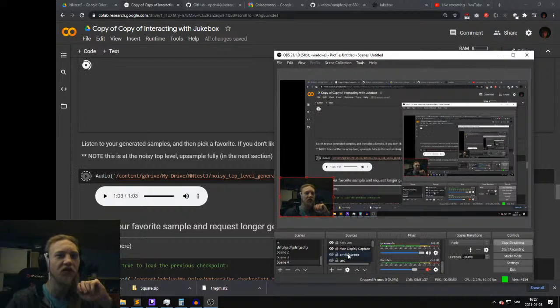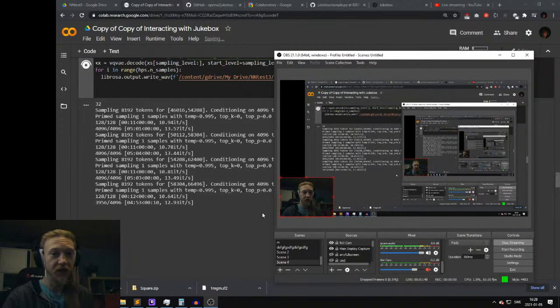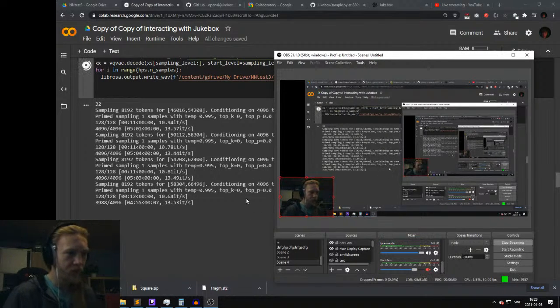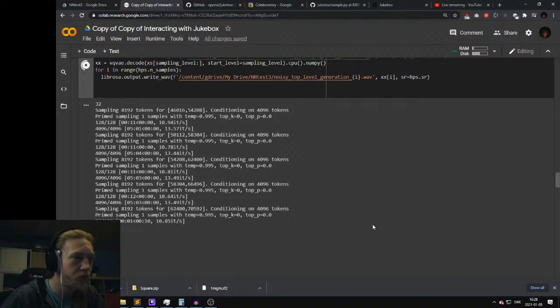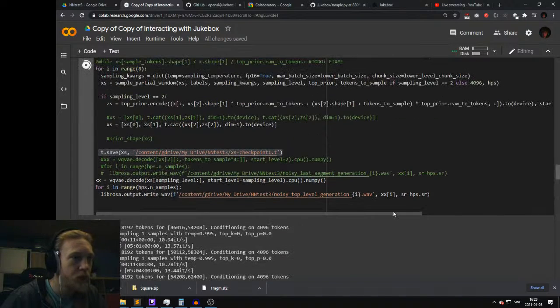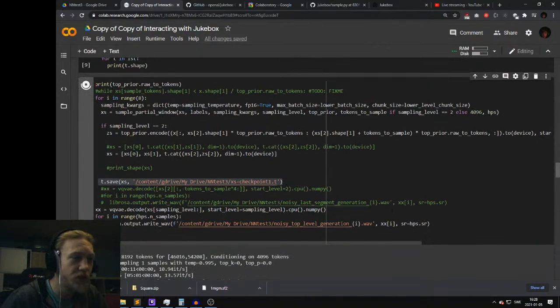And as you hear, it sounds nothing like a snow cone. Which to me says that it's not recovering enough from the bottom level. Which means we're gonna have to modify this to do it on all levels.